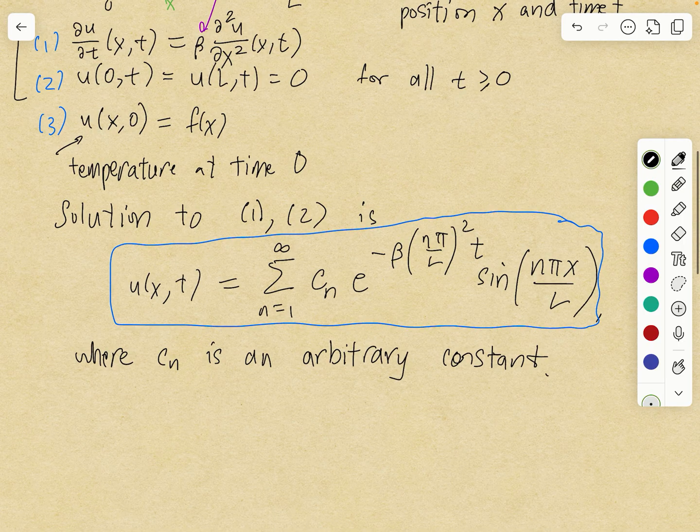So where does the third equation, u of x,0 equals f of x, come in? That is used to figure out what the Cn's are, and the Cn's are going to depend on your f of x. If you just care about equations 1 and 2, then the solution is what I just wrote down, and the Cn's can be any constant. But if you impose the third condition that u of x,0 is f of x, then that's going to determine the Cn's. Your Cn's can't be anything in that case, because they depend on your f of x. So here's an example.